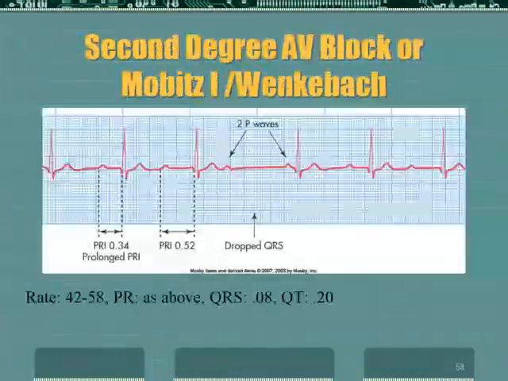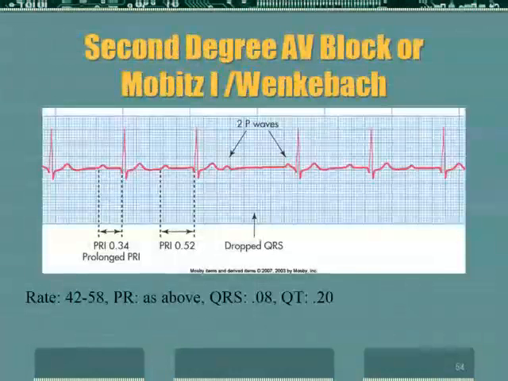A second degree heart block is also known as a Mobitz 1 or a Wenckebach, and with this one what happens is you have longer and longer PRs until eventually a P wave is not followed by a QRS. That's essentially what's happening here.